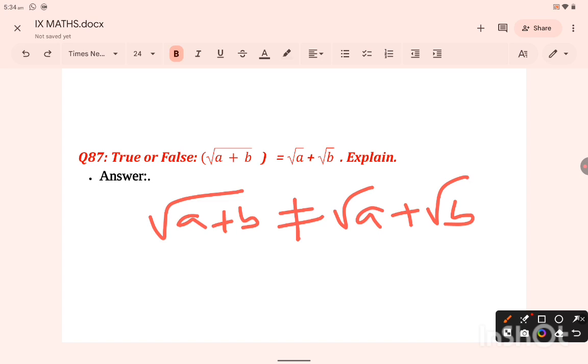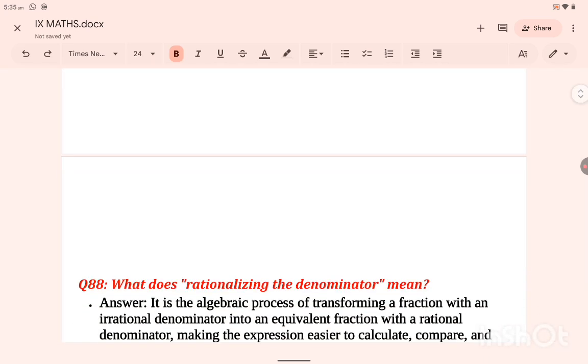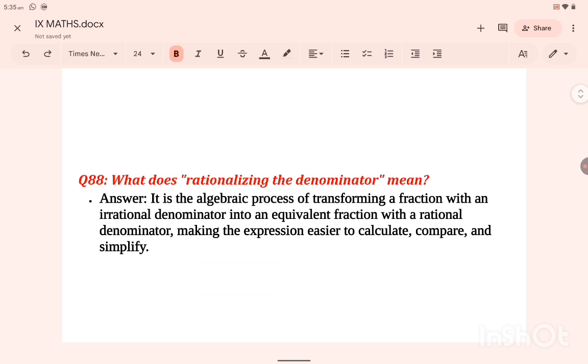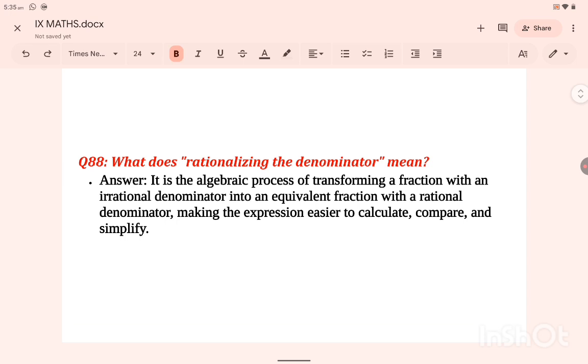Okay. Now question number 88. What does rationalizing the denominator mean? It is the algebraic process of transforming a fraction with an irrational denominator into an equivalent fraction with a rational denominator, making the expression easier to calculate, compare and simplify.